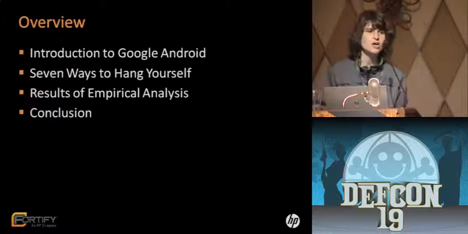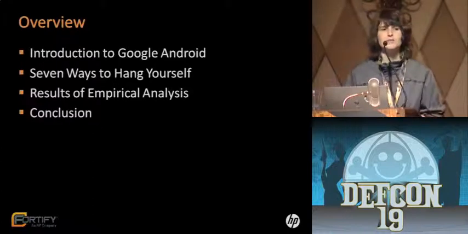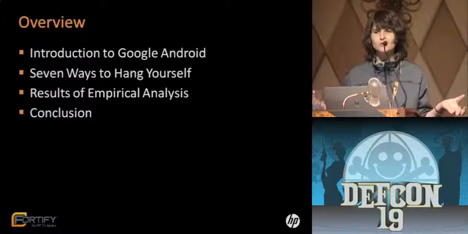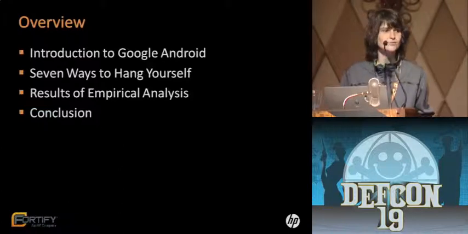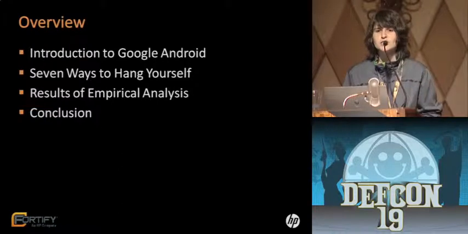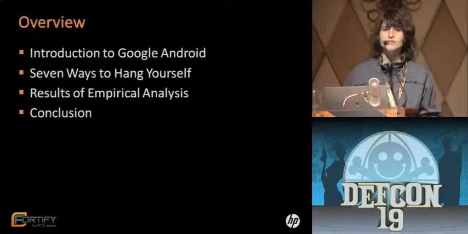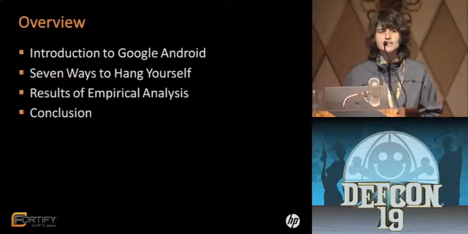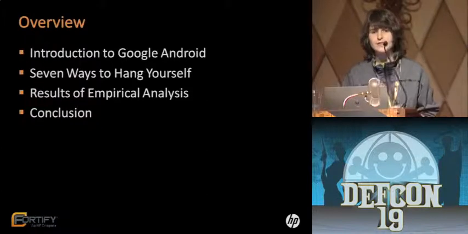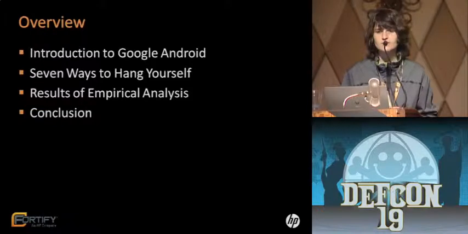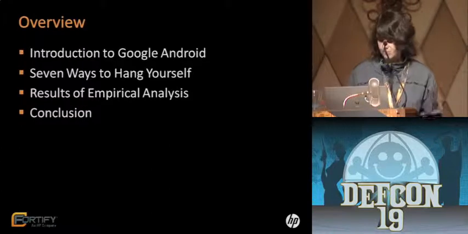We divided the talk into 4 sections. First, we're going to briefly introduce the Android platform. We're not sure how many of you are familiar with it and to what extent, so we're going to just give you a brief intro, enough so you'll be able to follow the rest of the talk. Then we're going to talk about the 7 security vulnerabilities that we think are going to be very common in real-world Android applications. Then we'll talk about results of empirical analysis, and we'll conclude with some observations and lessons learned.